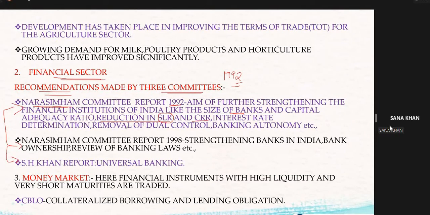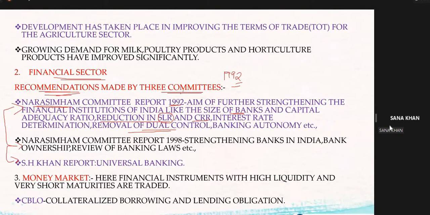Okay, then removal of dual control. There will be central government control, and there will be state government control also. VAT was also there; I hope you know that before GST, VAT was there. Even the other taxes, like customs duty, will be from the central government. So if you work on all these recommendations made by the Narasimhan committee, then there can be economic reforms.